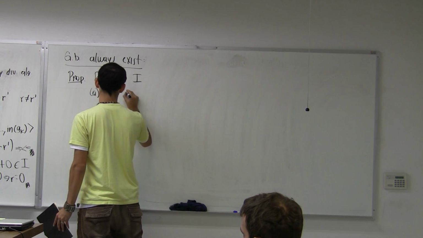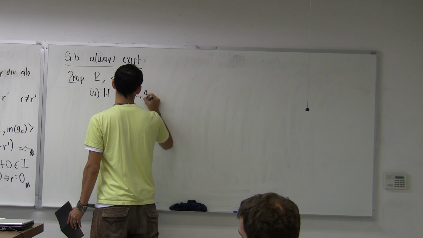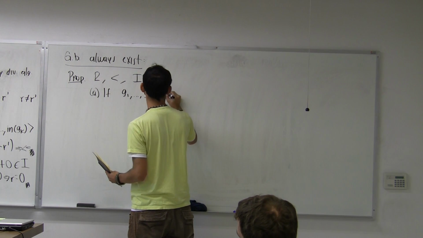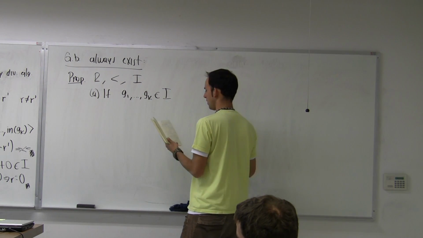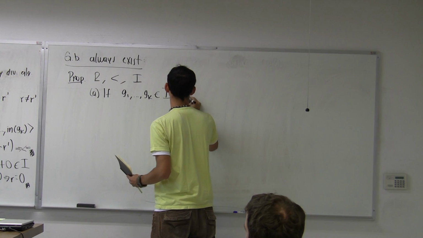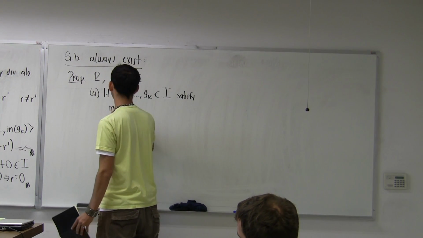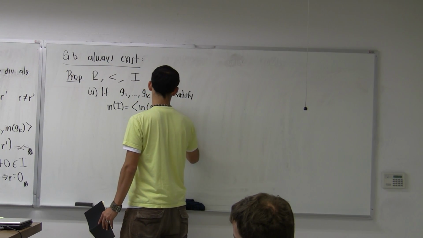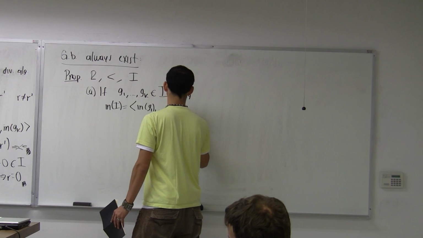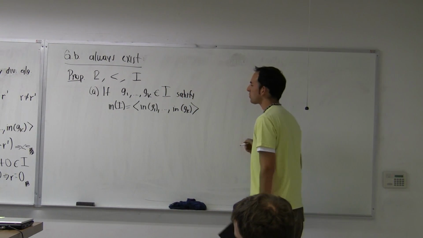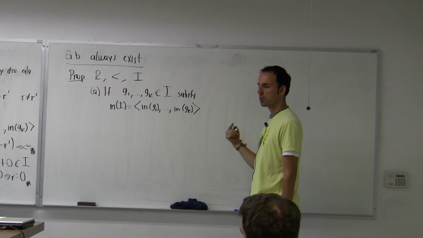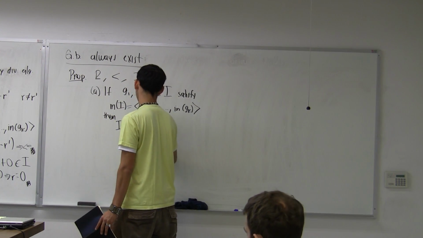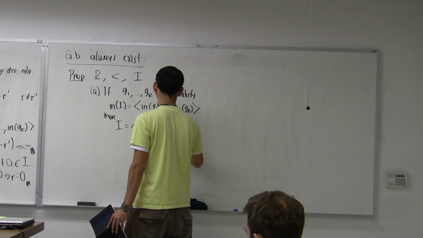So the first thing I would like to show is the following, that if you have polynomials g1 up to gk in the ideal, and if they satisfy that the initial ideal of I is generated by the initial terms of these guys, then automatically you know that I is generated by g1 up to gk.